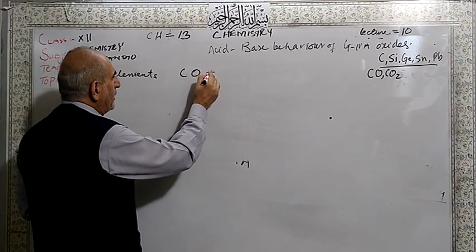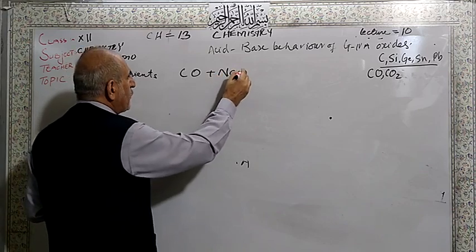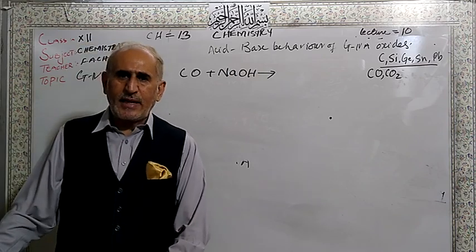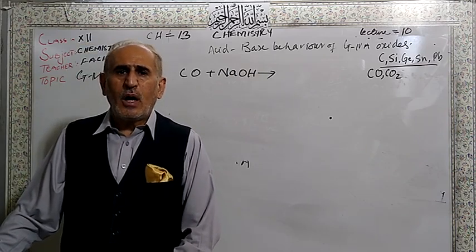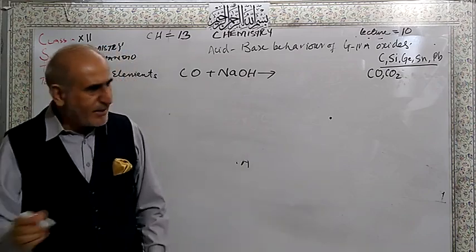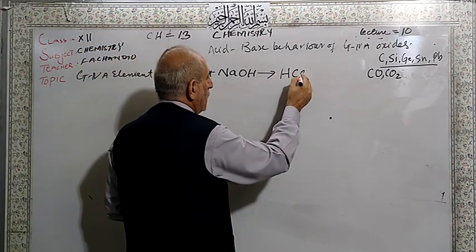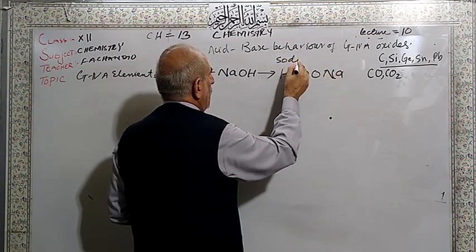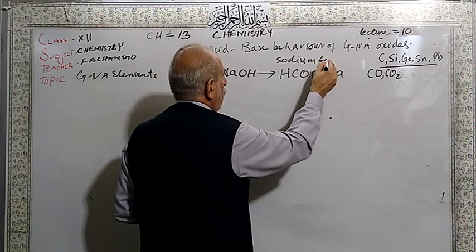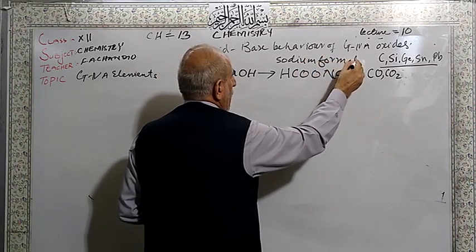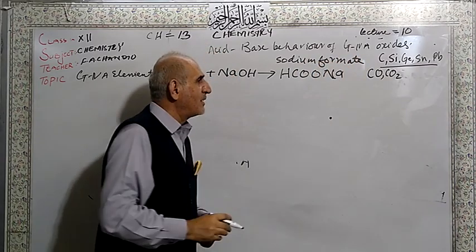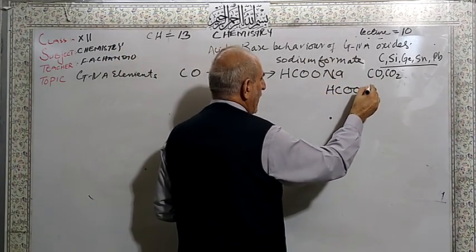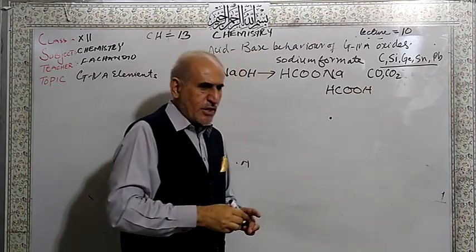Carbon monoxide gas reacts with sodium hydroxide. You will get sodium formate. Sodium formate is derived from formic acid.